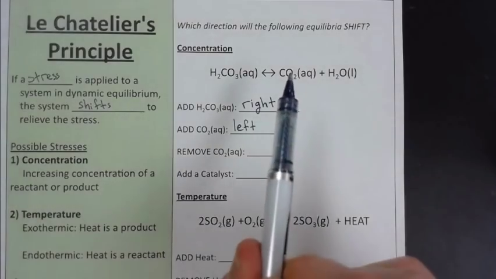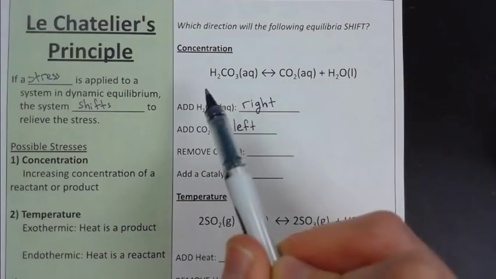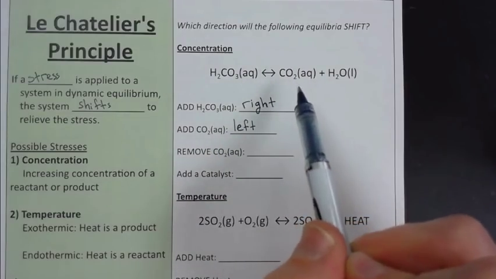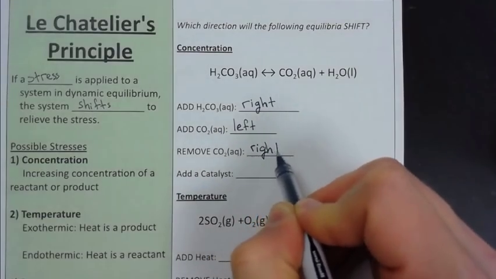And so if I go in and take one of these things away, the reaction going from right to left occurs less often. So by removing CO2, we're actually going to shift the equilibrium back to the right.